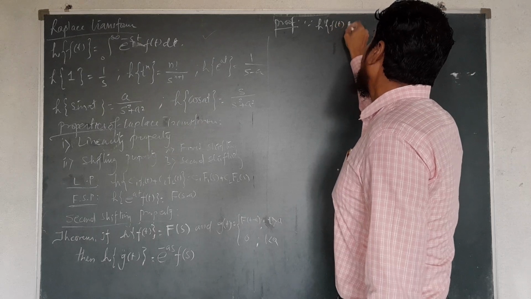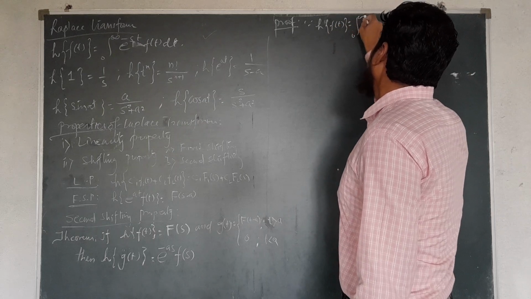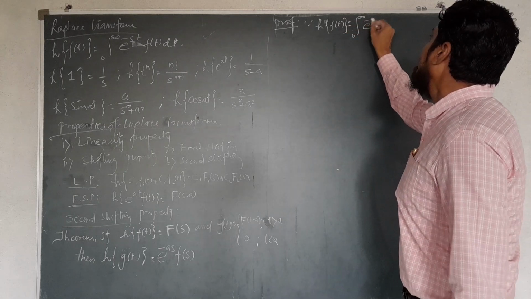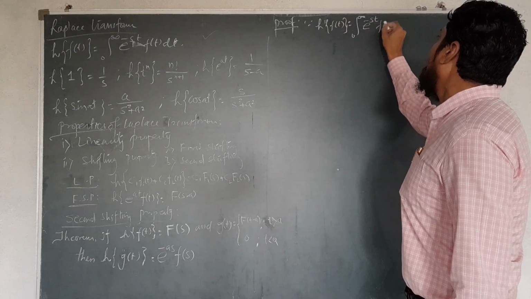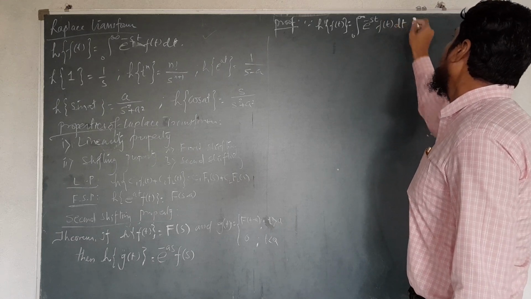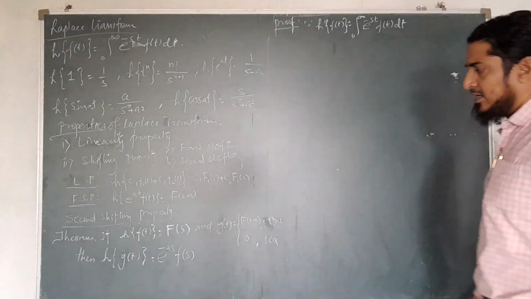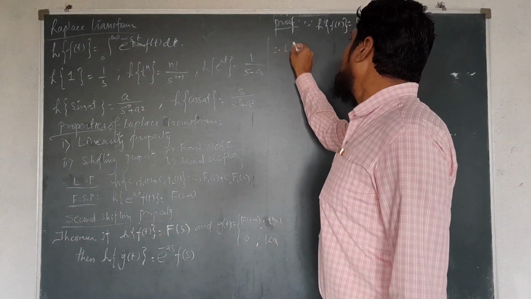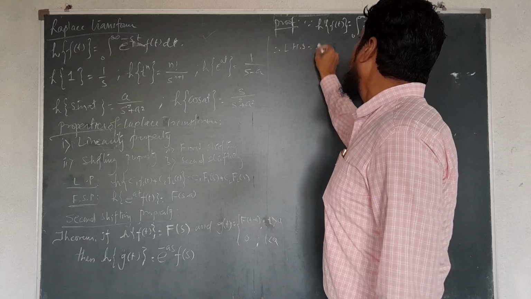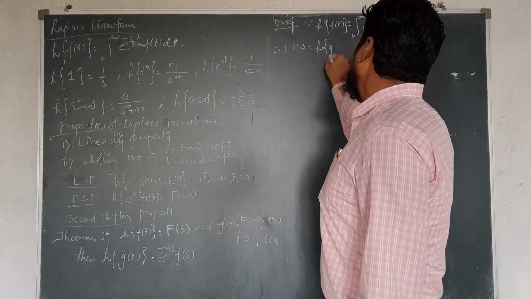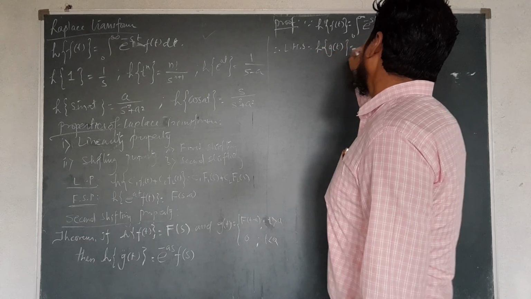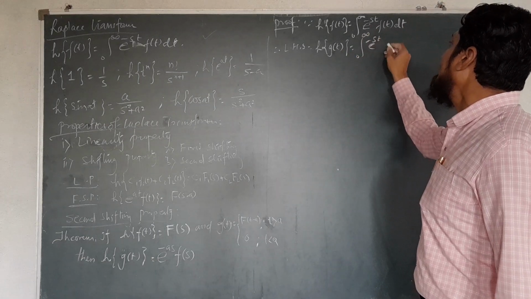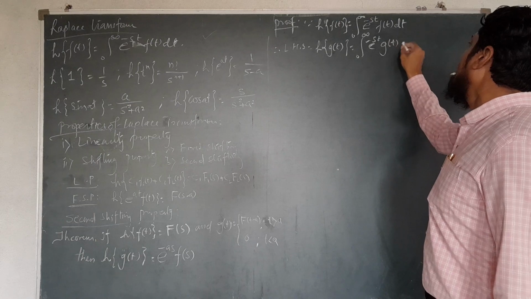Since we know that by the definition, the Laplace transform of f(t) is equal to the integration from 0 to infinity of e raised to minus st f(t) dt. Correct. Now, since here we have to find the Laplace transform of g(t), the left hand side is the Laplace transform of g(t), which is equal to the integration from 0 to infinity of e raised to minus st g(t) dt.